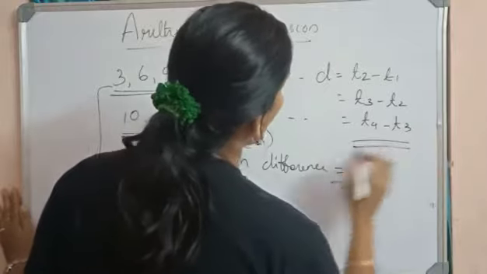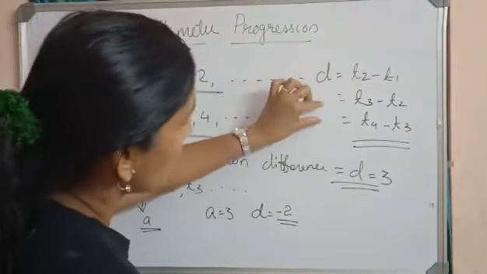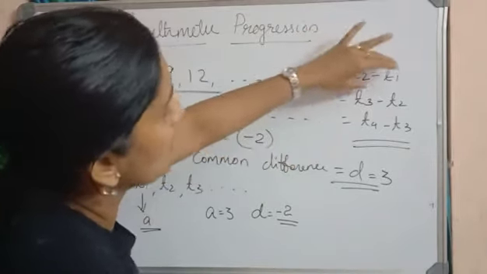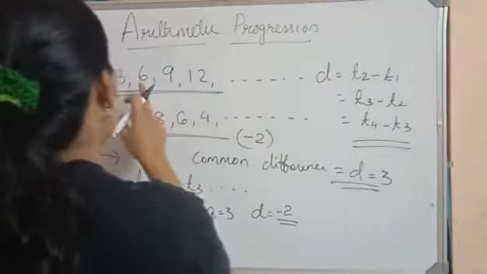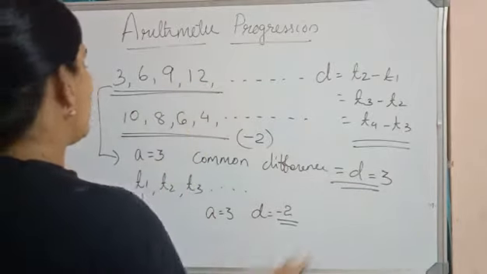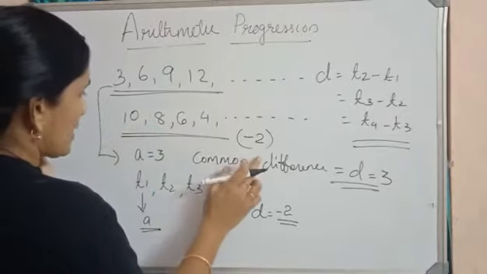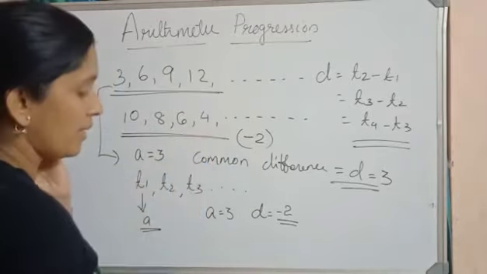This is how you can find the common difference. You need not find all these differences. Since it's a common difference, it remains the same in all the cases. So you can take any two consecutive terms and find the difference. You will be getting the common difference. And here, if you see, 6 minus 3 is 3, or 12 minus 9 is 3. In the second case, if you see, 8 minus 10 is minus 2, or 4 minus 6 is minus 2. This is how we can find the common difference.